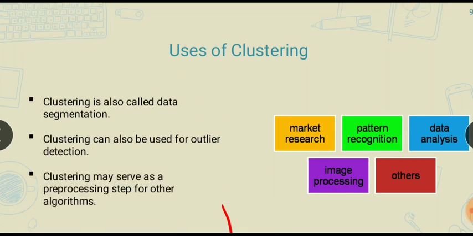Then another use here is that clustering may serve as a pre-processing step for other algorithms. In data mining, there are various algorithms that use clustering right at the beginning for pre-processing. The example I had already given you was in natural language processing. Clustering could be used to find out stop words and punctuations beforehand, before starting to work with the data. Alright, so those are some uses of clustering. There are many more uses. I've just listed a few here.